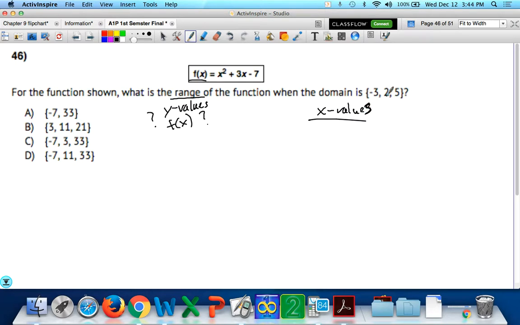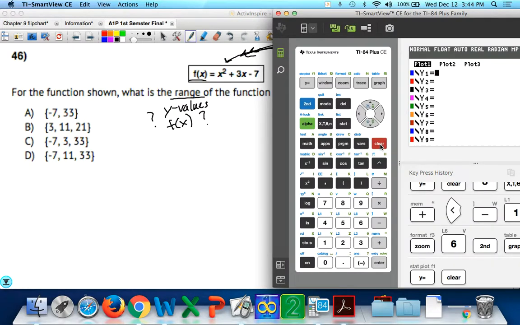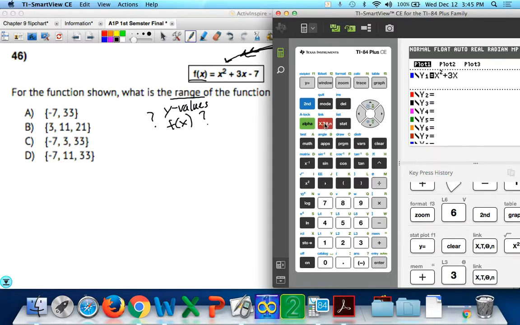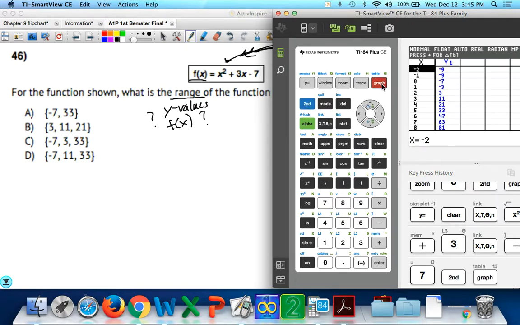So there's two ways to go about this. Take these and plug them in to your x's and see what the range is. The other option, and the quicker option, is to put this function in the table. This function is x squared plus 3x minus 7. Okay, so you can just plug and chug. You take the x's and plug them in, or we look at the table.